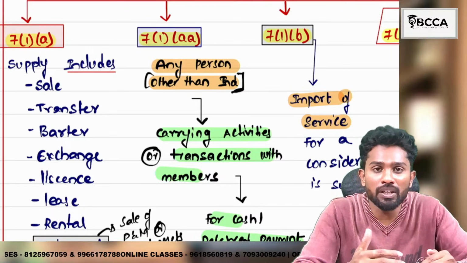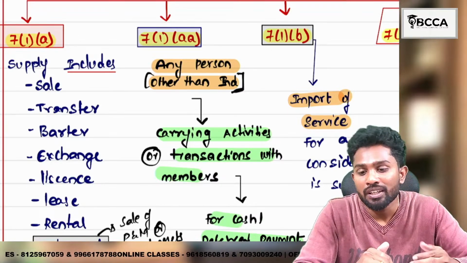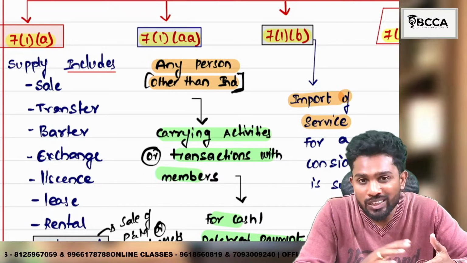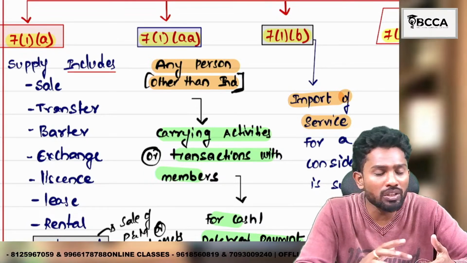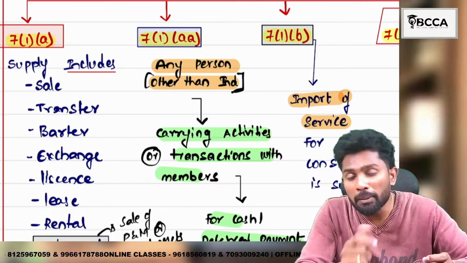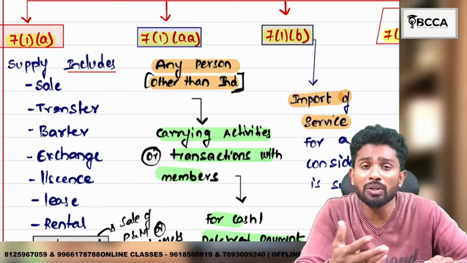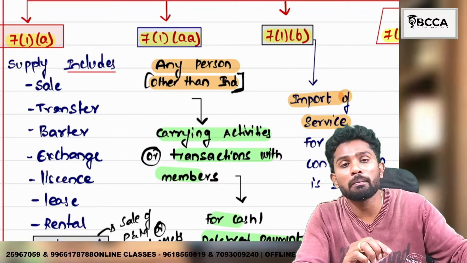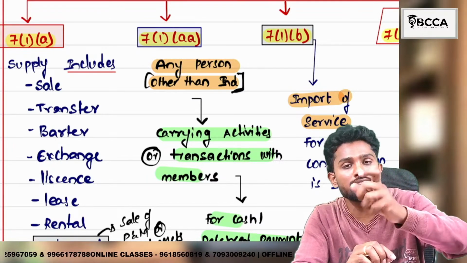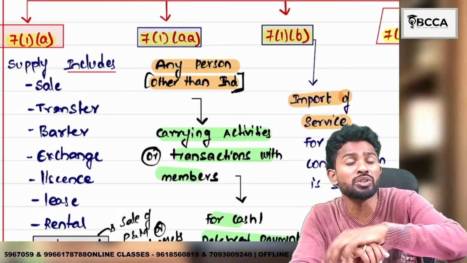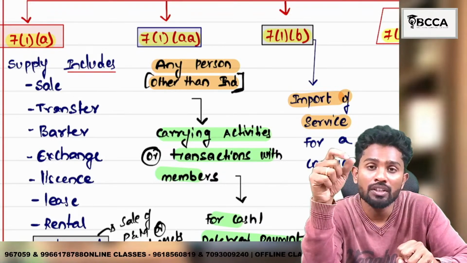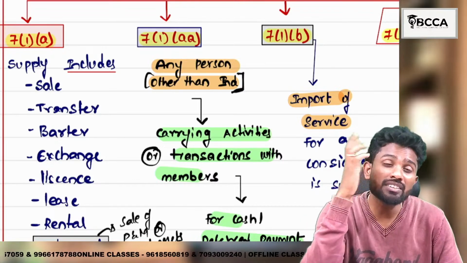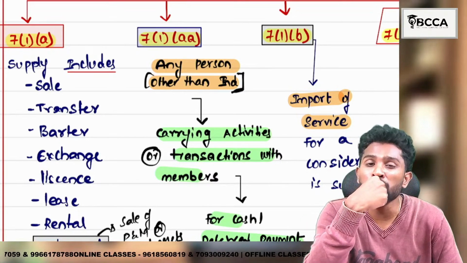Then 7 subsection 1 clause AA. What is called supply as per 7 subsection 1 clause AA? Any person other than individual carrying out any transactions with respect to good or service with their members or partners or constituents, this person other than individual is providing goods or services, some kind of transactions it is doing in relation to goods and services with these members for a cash payment or for a deferred payment, then that also amounts to supply. Then 7 subsection 1 clause B talks about import of service.